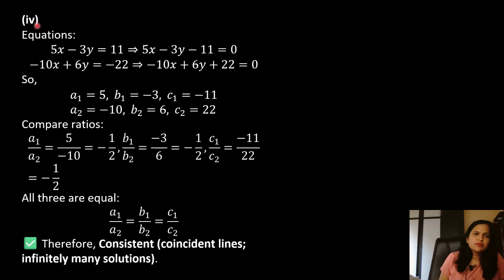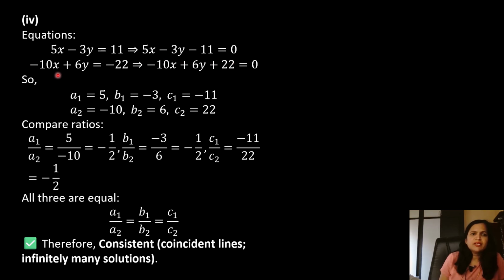Fourth problem, equations are 5x minus 3y equal to 11. This 11 bring on the left side, so 5x minus 3y, plus becomes minus when you bring it on the opposite side of the equal to sign. So 5x minus 3y minus 11 equal to 0.